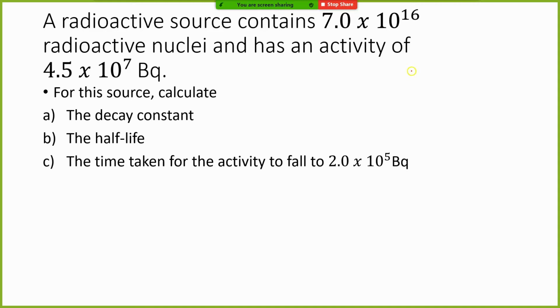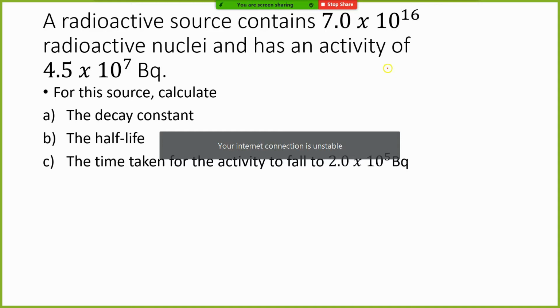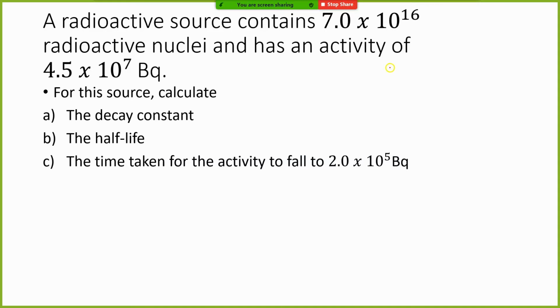It says that a radioactive source contains 7 times 10 to the 16 radioactive nuclei and has an activity of 4.5 times 10 to the 7 becquerels. For this source, they want us to calculate A, the decay constant, B, the half-life, and C, the time taken for the activity to fall to 2 times 10 to the 5 becquerels, right?